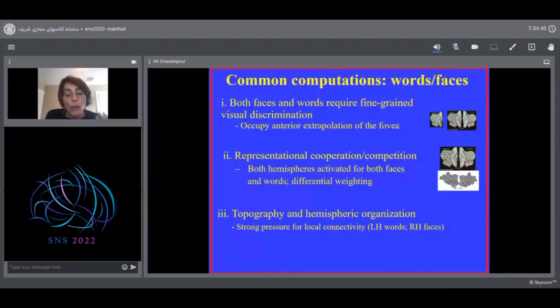Okay, so I've told you that both hemispheres are activated for both faces and words, and that there is differential weighting between them. There are, however, some individuals who are more lateralized, but the general population shows this bilateral graded asymmetry. The last principle in this account addresses the question of why is it that words go to the left hemisphere in the population and faces with a graded asymmetry to the right hemisphere? Why isn't it a random coin toss as to which hemisphere these categories emerge in with their graded asymmetry? And I'm going to argue that there is a principle in which there is strong pressure in the brain for local connectivity. Next, please.